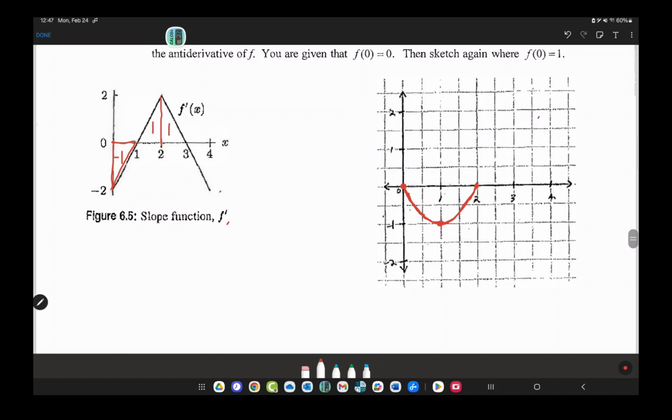And it still increases by 1. So I still have a change of positive 1 here, but it should be concave up in this case. This is concave down. And then we have negative 1 getting back down to 0. Now again, all that's going to happen is if I start at positive 1, everything shifts up 1.